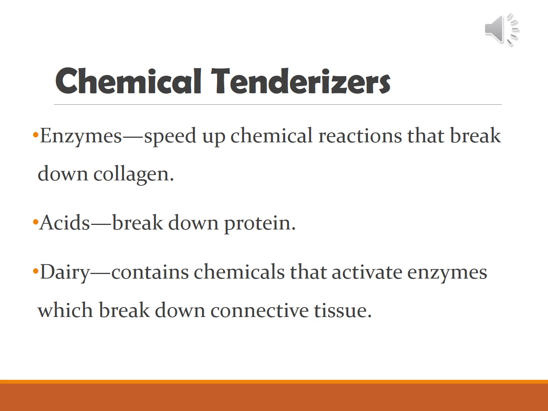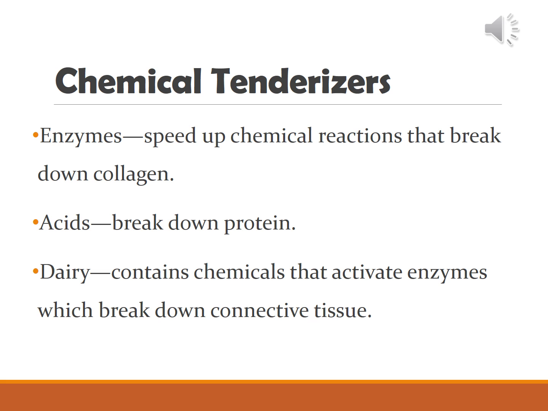In addition to heating meat at low temperatures for a long period of time, and then pounding the meat with a meat tenderizer, there are certain chemicals that we can add to meats as well that are going to cause the connective tissue to break down and to become more tender. So the main three chemicals are enzymes, acids, and then dairy. And enzymes are added from certain foods, and they're going to increase the rate of certain chemical reactions that occur within the meat that cause the connective tissue in the meat to be broken down more quickly.